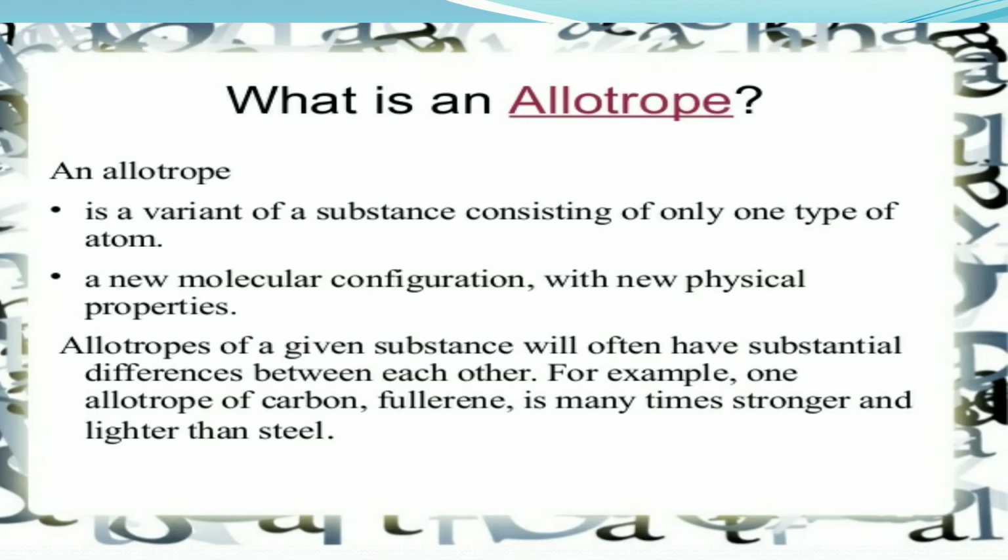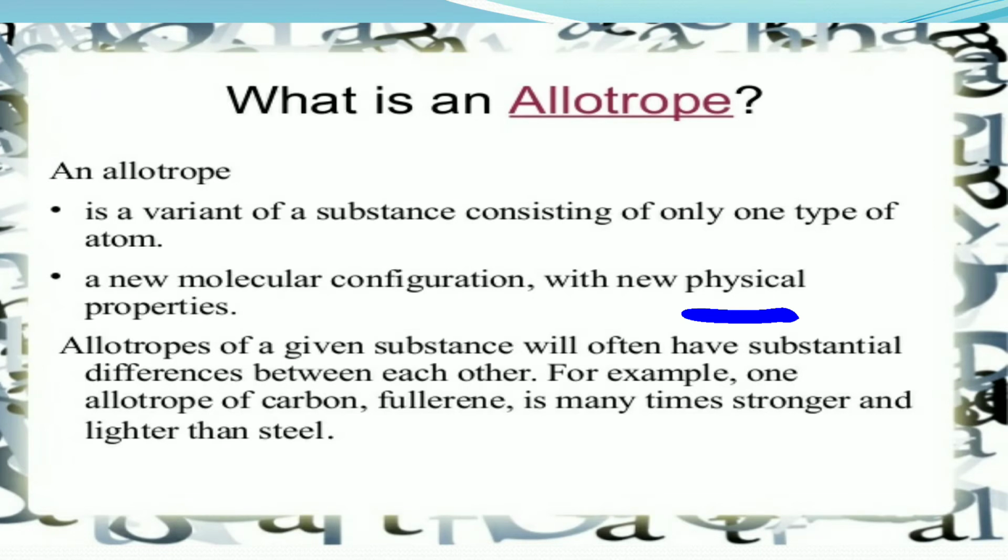What is an allotrope? An allotrope is a variant of a substance consisting of only one type of atom, with a new molecular configuration and new physical properties. That means they have the same compound, but different or new physical properties. Allotropes of a given structure will often have substantial differences between each other, such as different structure and different melting points.